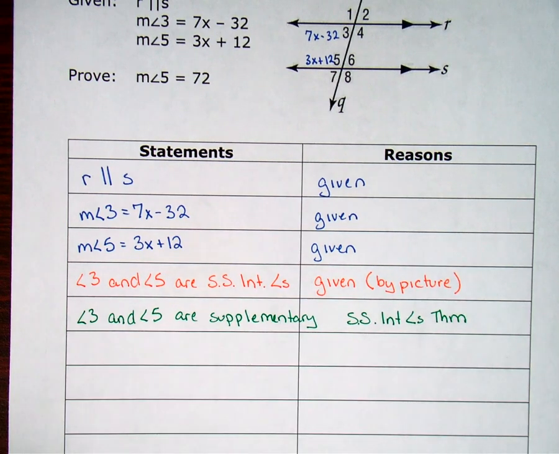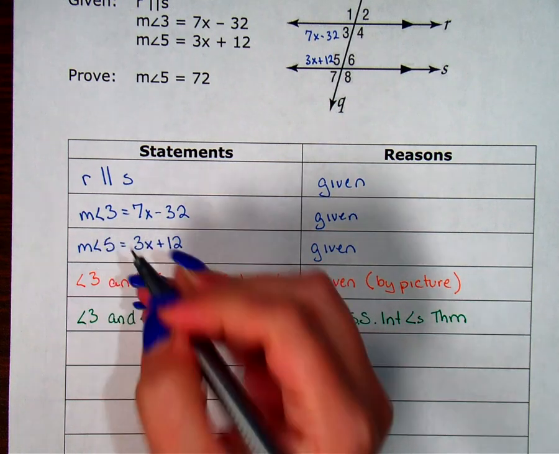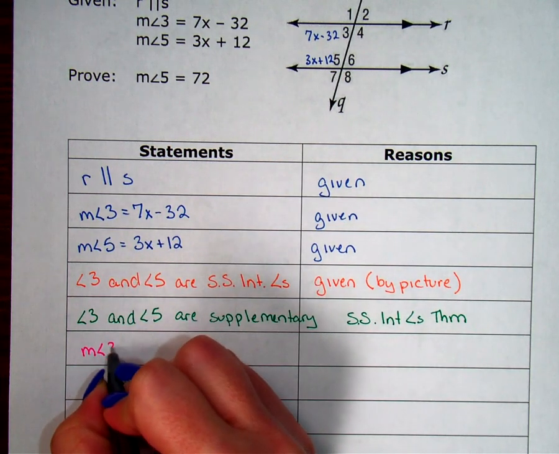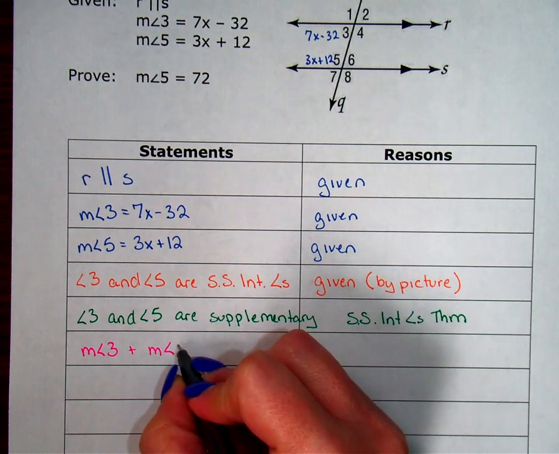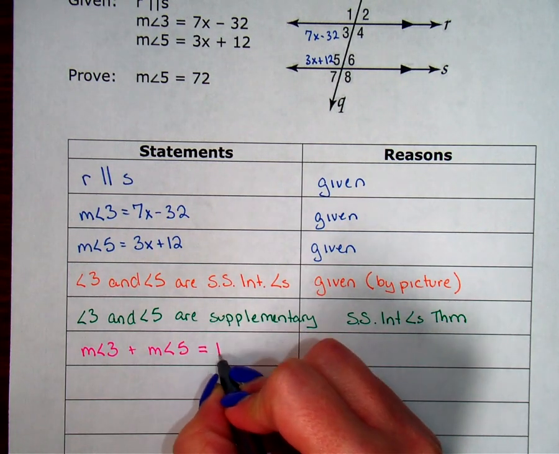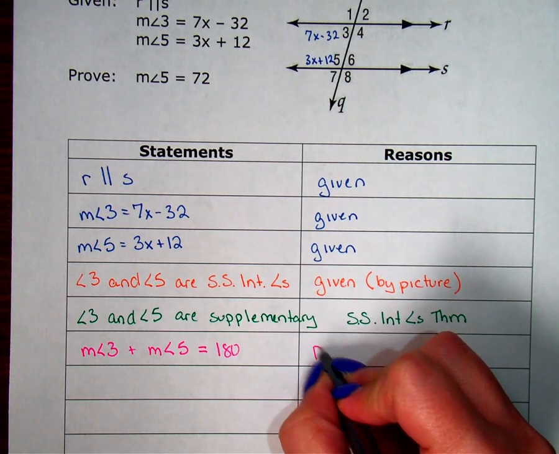Okay? So now, finally, because I know I have supplementary angles, I know by the definition of supplementary, that means they add together to make 180. So I still can't add these two together, though. I have to add the angles together. The measure of angle 3 plus the measure of angle 5, that's what I said are supplementary. They add up to 180. And how did I know that? Because I know what supplementary means. I know what the definition of supplementary is.